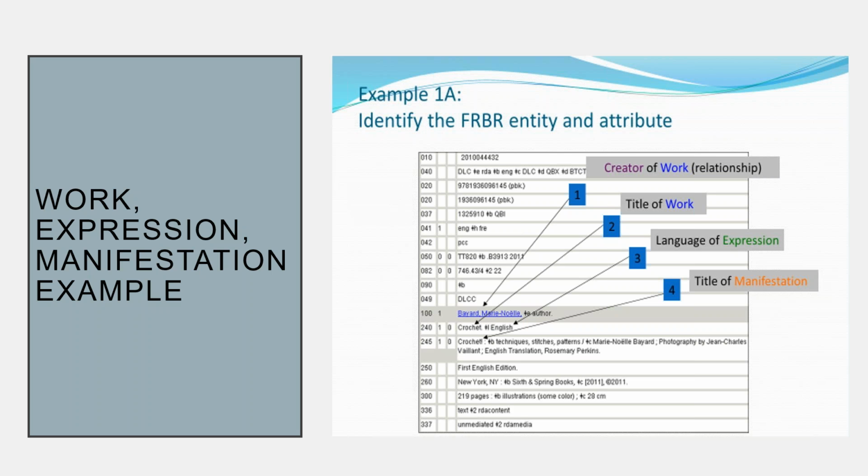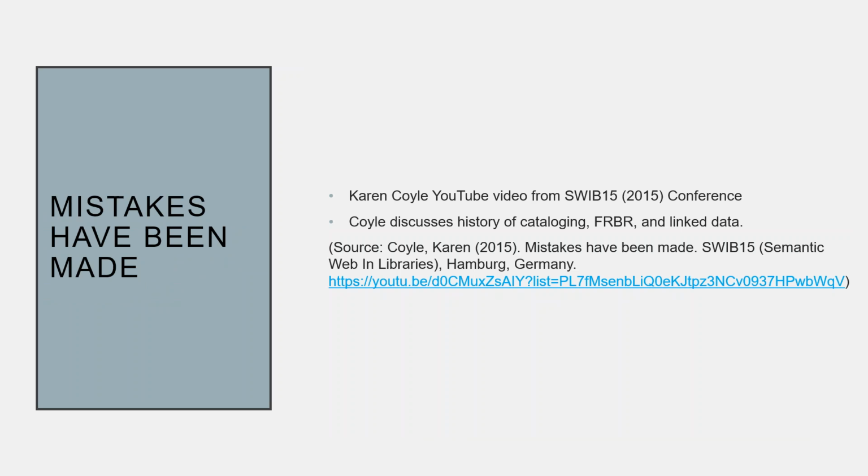So if you as a cataloger can understand where the FRBR elements are entered into a MARC record, that can help you map the elements to the MARC fields, or maybe just give you a better understanding of how all this is working together. I hope.